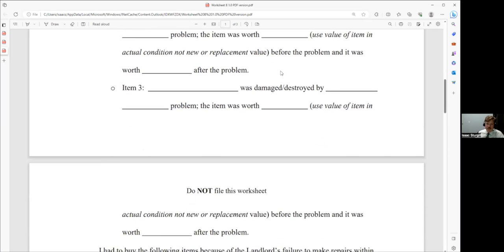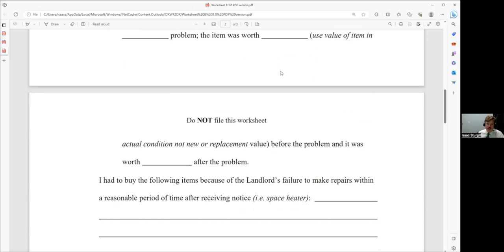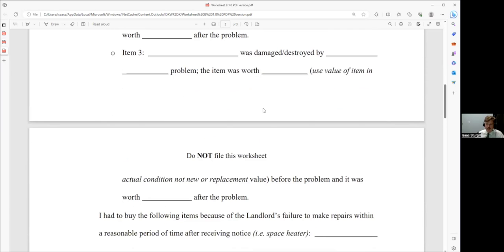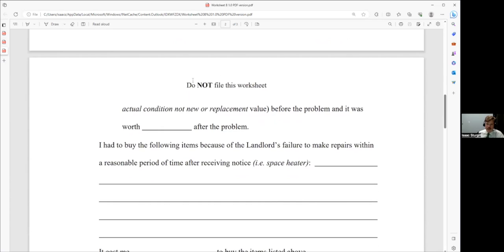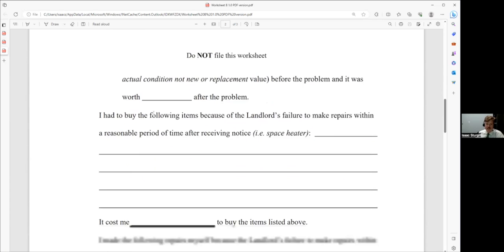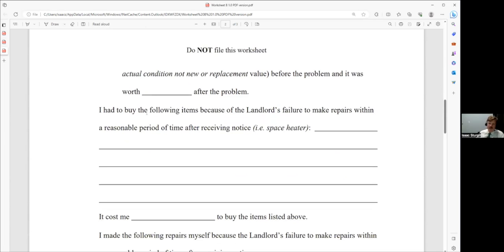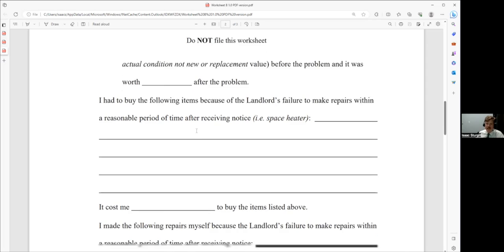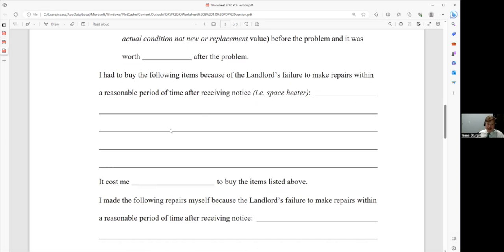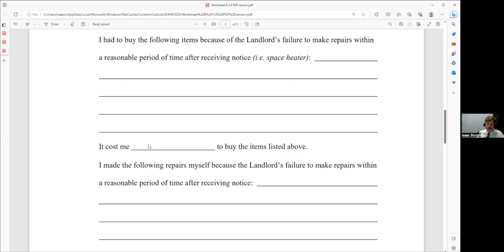So then, yeah, there's places for several of those items to be listed if the tenant had any property that was destroyed. And then this is another section here. This is not property that was destroyed. This is stuff the tenant had to buy because of the landlord's failure to make repairs. So for example, if there was no working furnace during the winter time and the tenant was freezing and the tenant complained about it, the landlord wouldn't fix it. And so the tenant had to go buy a $200 space heater, right? That's the place to list that. So you list what the item was, how much it cost.